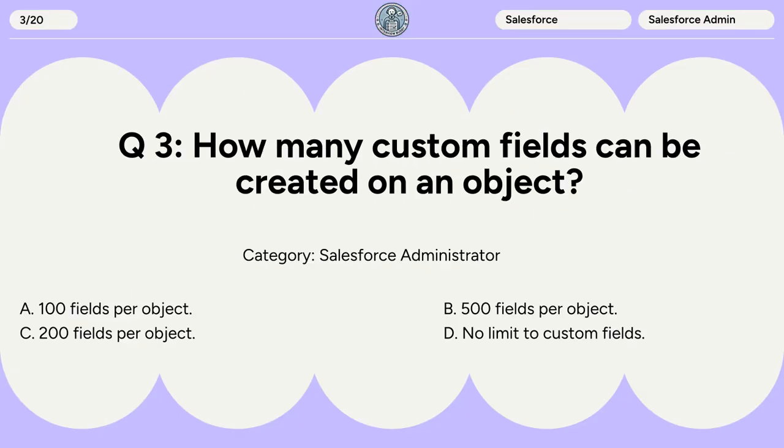Question 3. How many custom fields can be created on an object? A. 100 fields per object. B. 500 fields per object. C. 200 fields per object. D. No limit to custom fields.